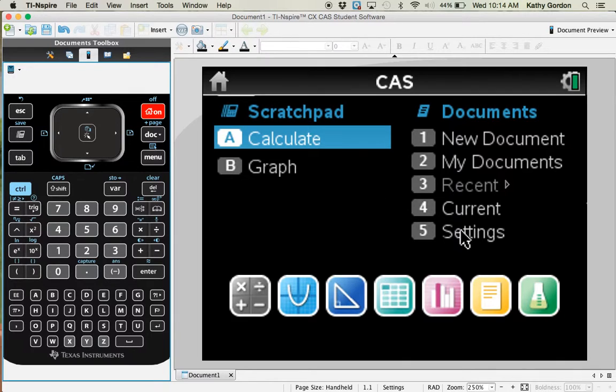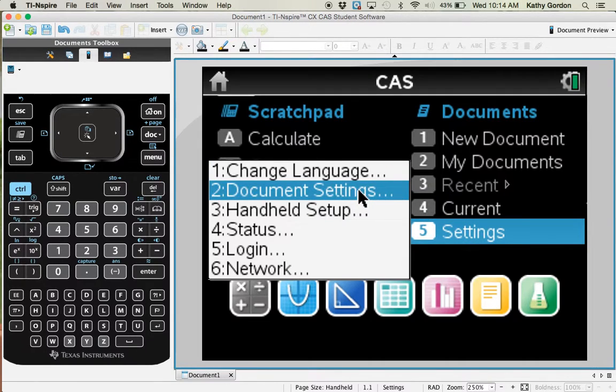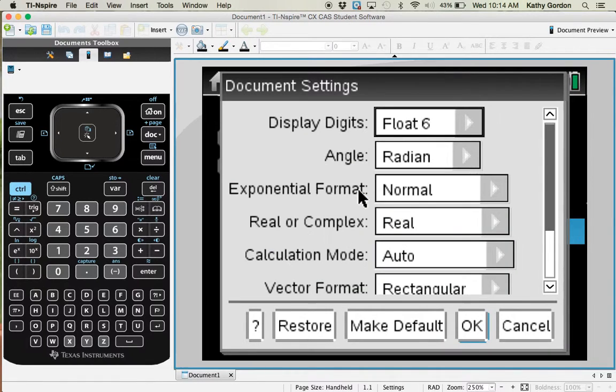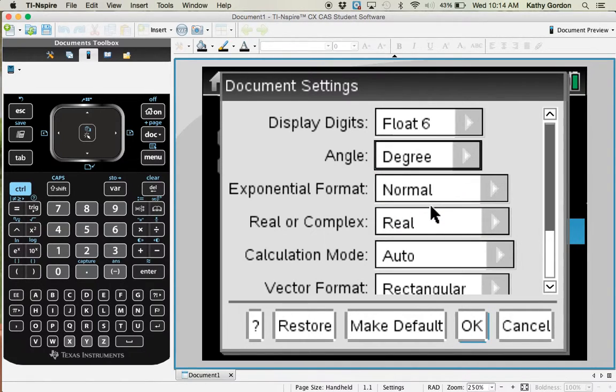You've got this settings choice, which is number 5. And then you have lots of different options, and what we're interested in is the document settings. And then right here is where you change things. Right now my angle setting is set for radians, but we're not using radians right now. We're using degrees mostly. So I need to change here to degrees.